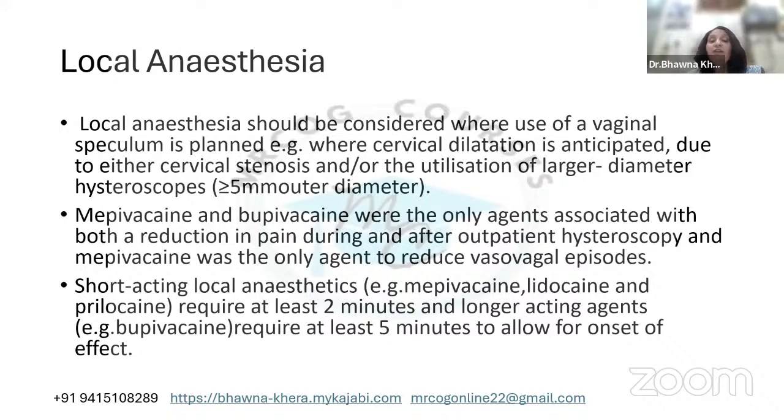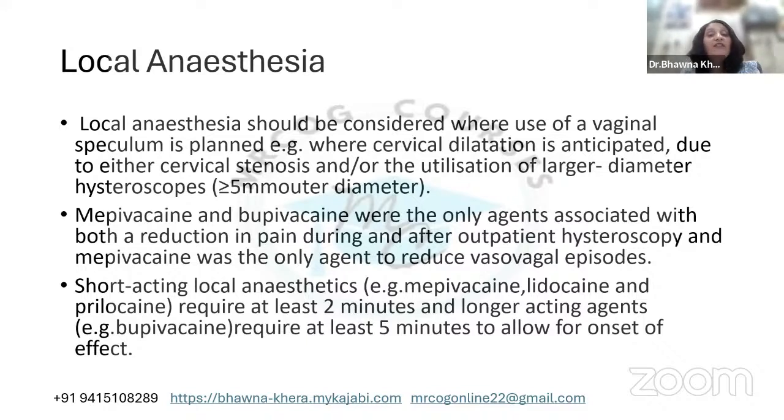Mepivacaine and bupivacaine were the only agents associated with a reduction in pain during and after outpatient hysteroscopy. Although trials have been done with many agents, like mepivacaine, lidocaine, prilocaine and bupivacaine, and all these can be used, mepivacaine and bupivacaine have shown clear significant evidence of reducing the pain during the procedure and in outpatient hysteroscopy as well.